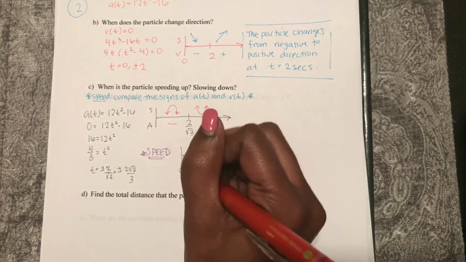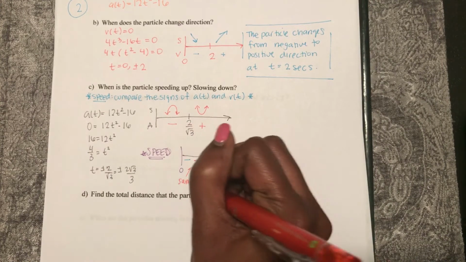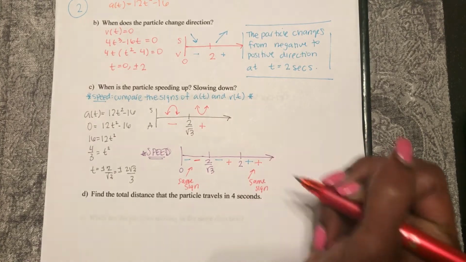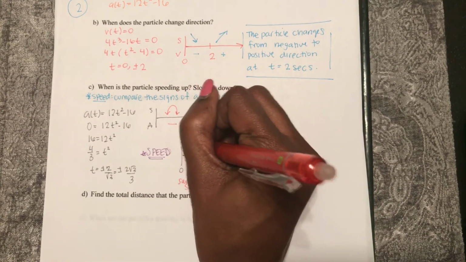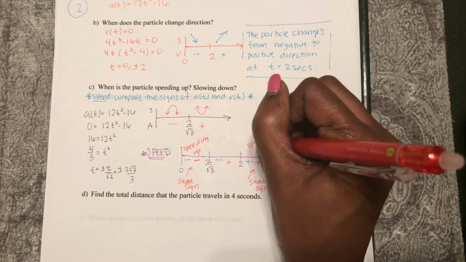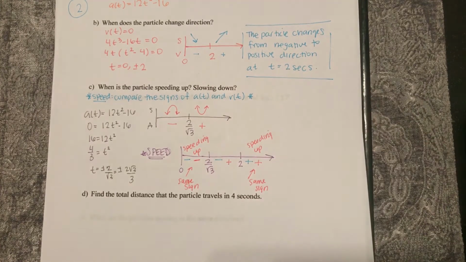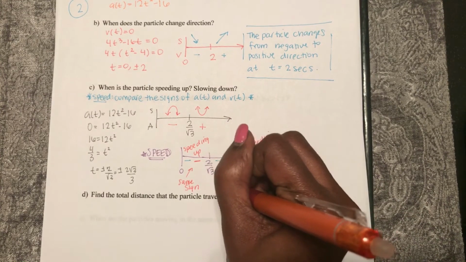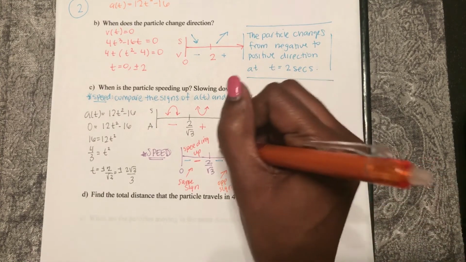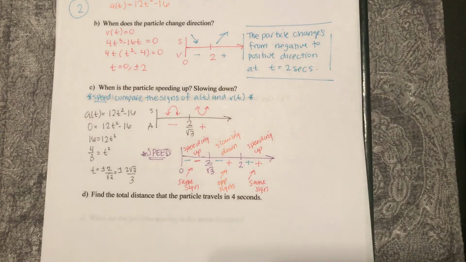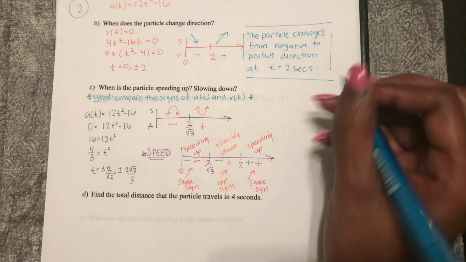Where they have the same sign, we know our particle is speeding up, and where they have opposite signs, we know it is slowing down. And so now I can write those intervals of speeding up and slowing down.